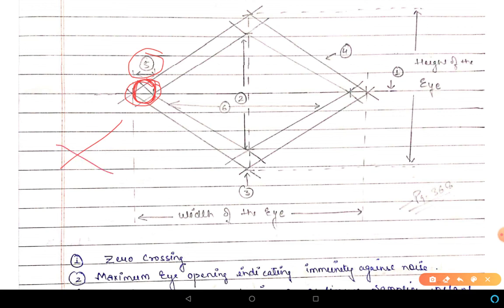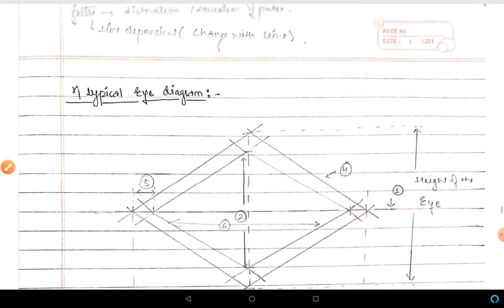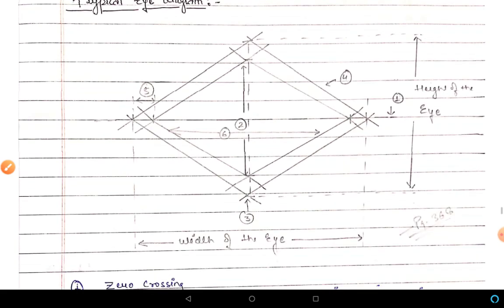So for example, if my eye diagram is this way, the level crossing here is at this particular instant, so there is no jitter. However, in this case there is a jitter, so the wider this region, the wider will be the level crossing jitter.